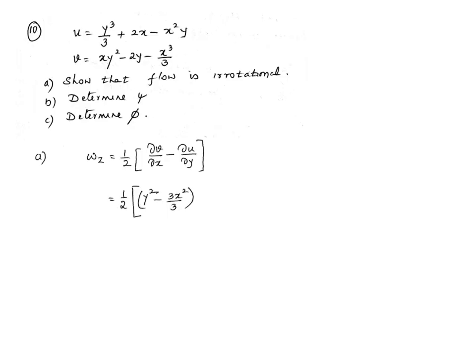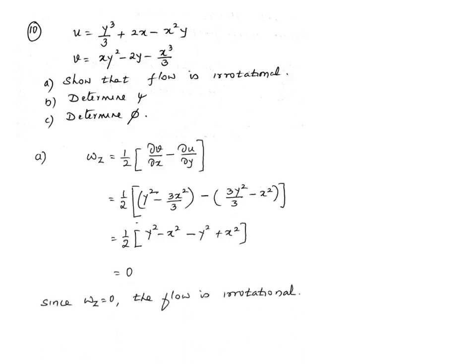So dou v by dou x here is y square minus 3x square by 3, and dou u by dou y is, with the minus sign, dou u by dou y. So dou u by dou y is 3y square by 3, and again 2x is 0, so minus x square y is minus x square. So when you simplify this, it is y square minus x square minus y square plus x square. So here it gets cancelled out, so it will be 0. Since omega z is 0, flow is rotational.